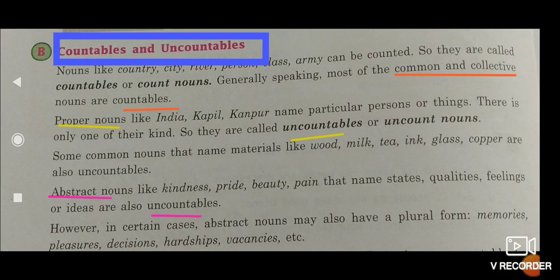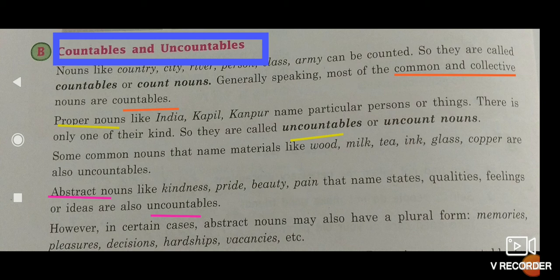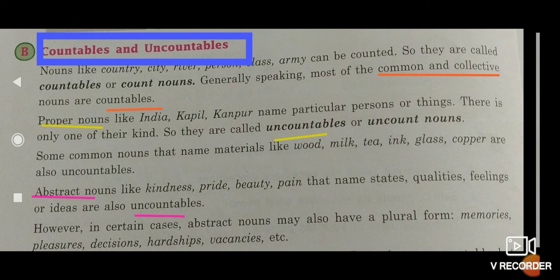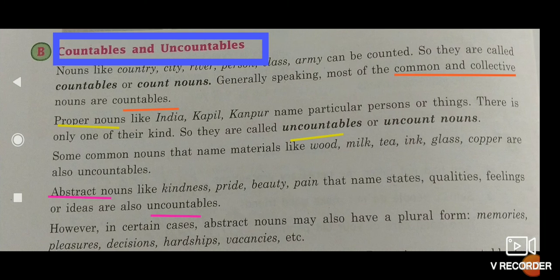Generally speaking, most of the common and collective nouns are countable, and proper nouns are uncountable because there is only one of their kind. That's why they come under the category of uncountable nouns. But there are some common nouns, like material nouns, which are also uncountable. So it depends not on the major categorization, but on the material or the thing or the name.